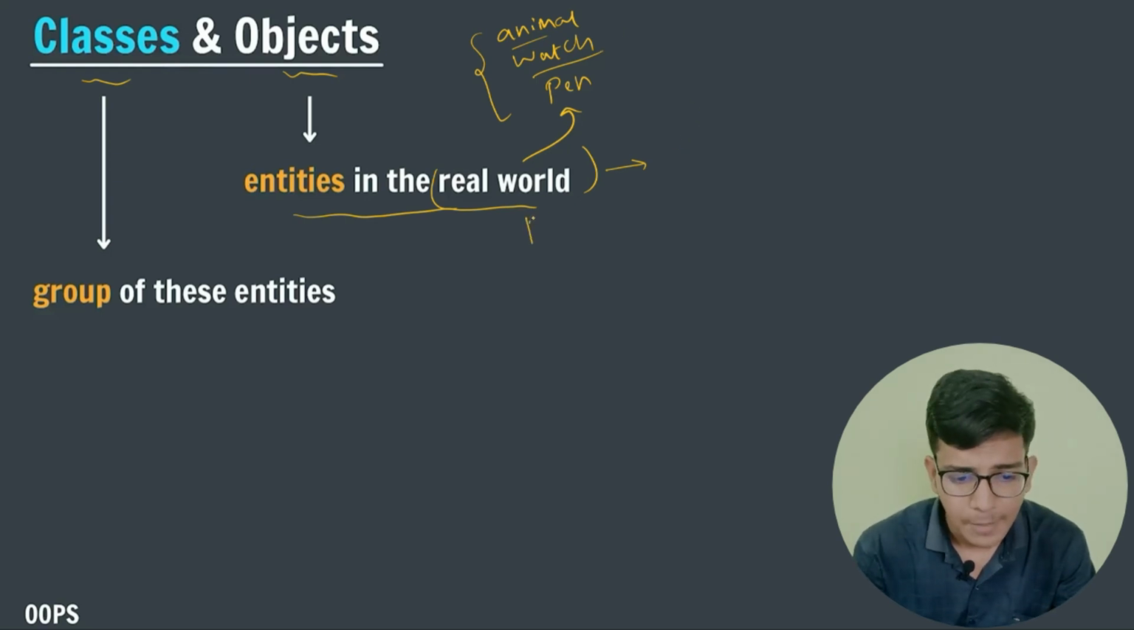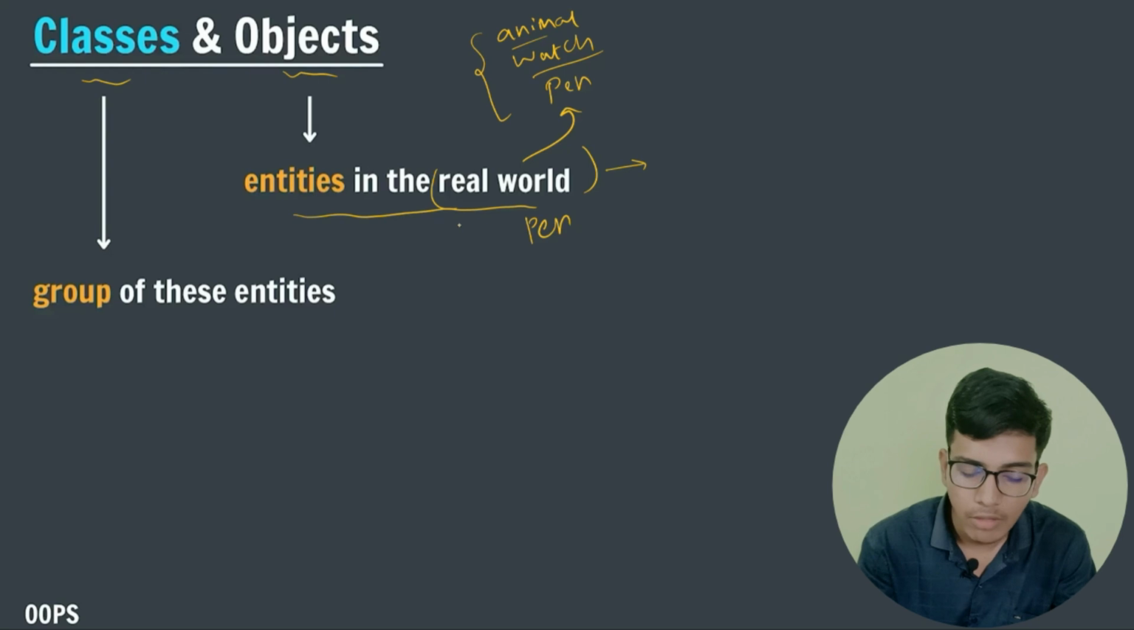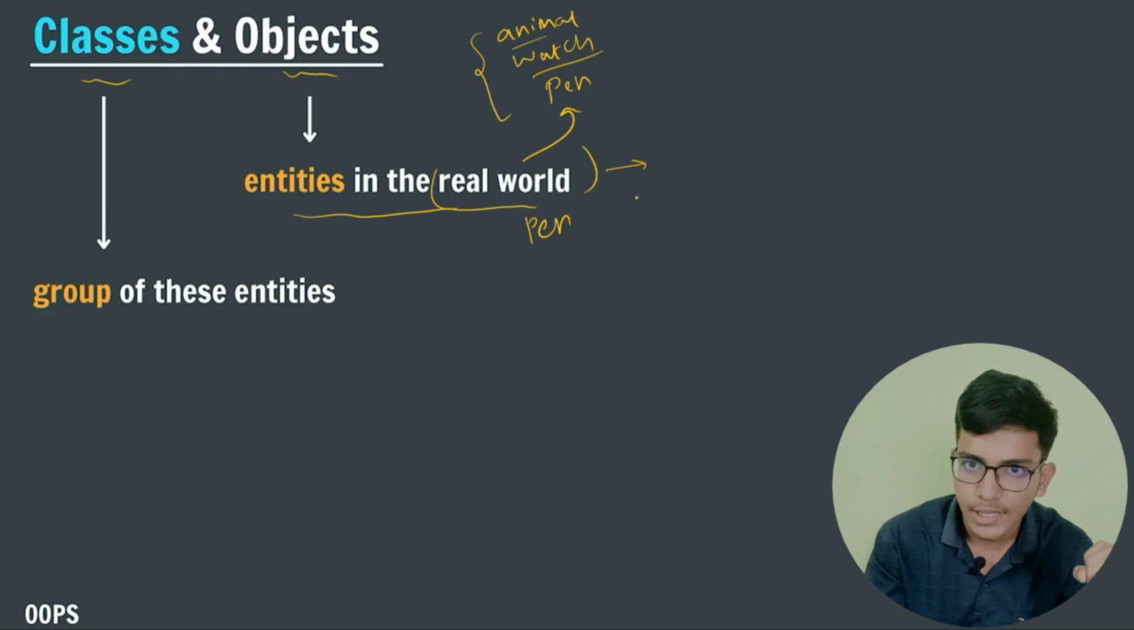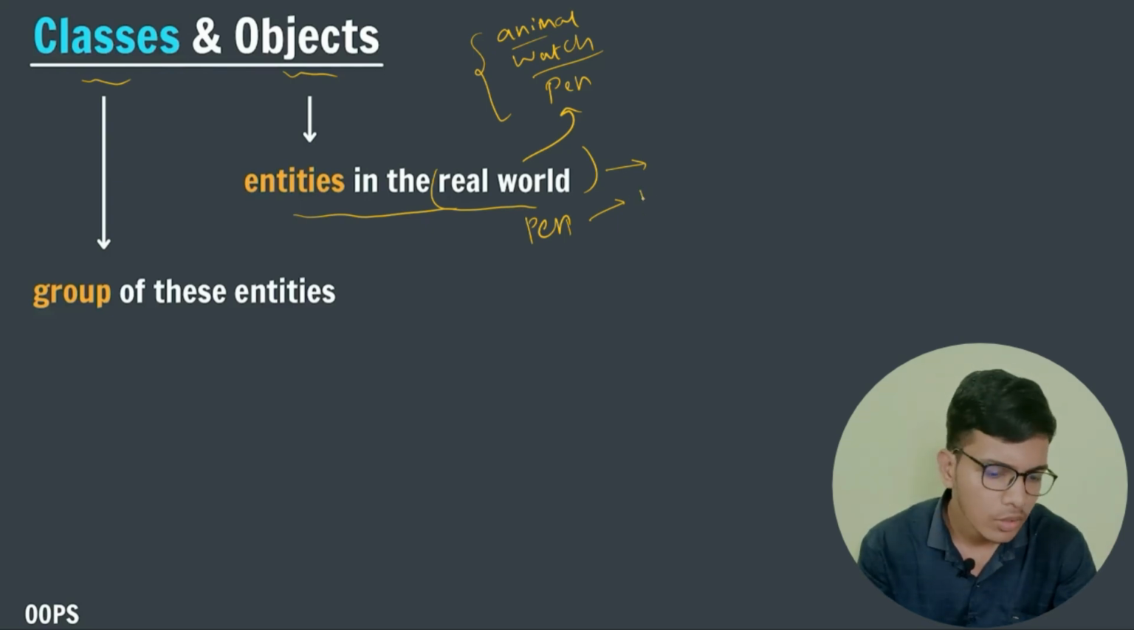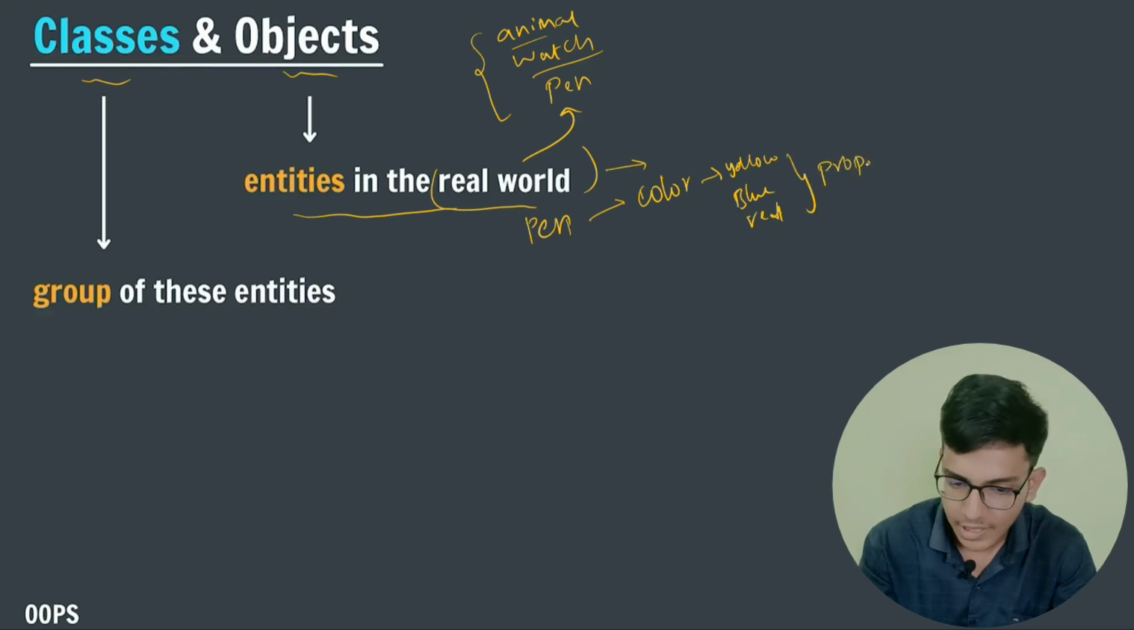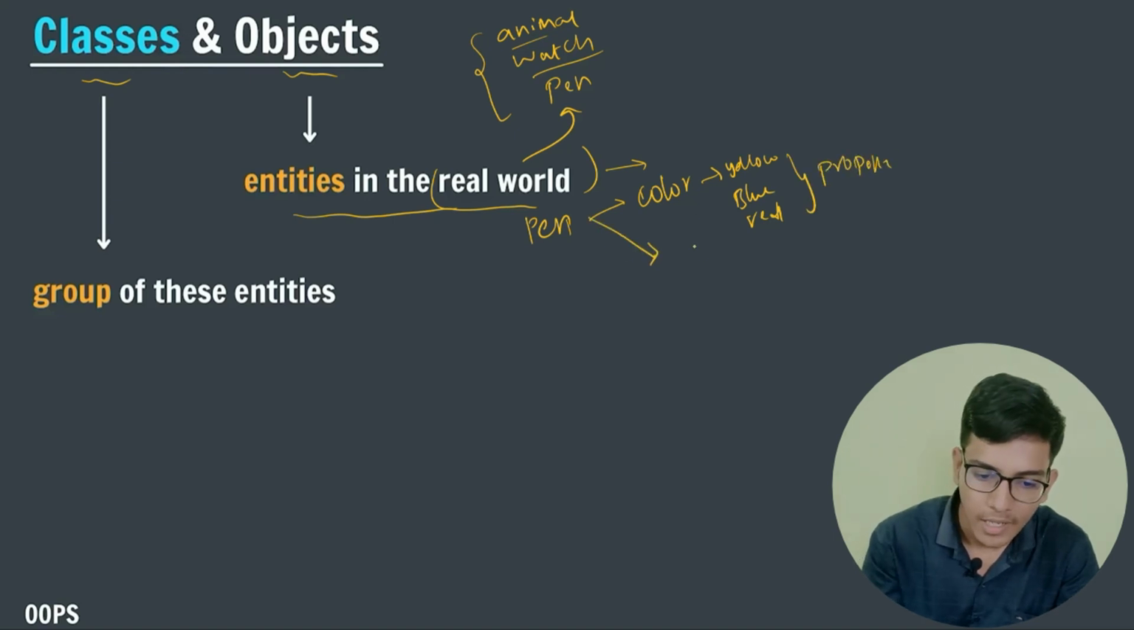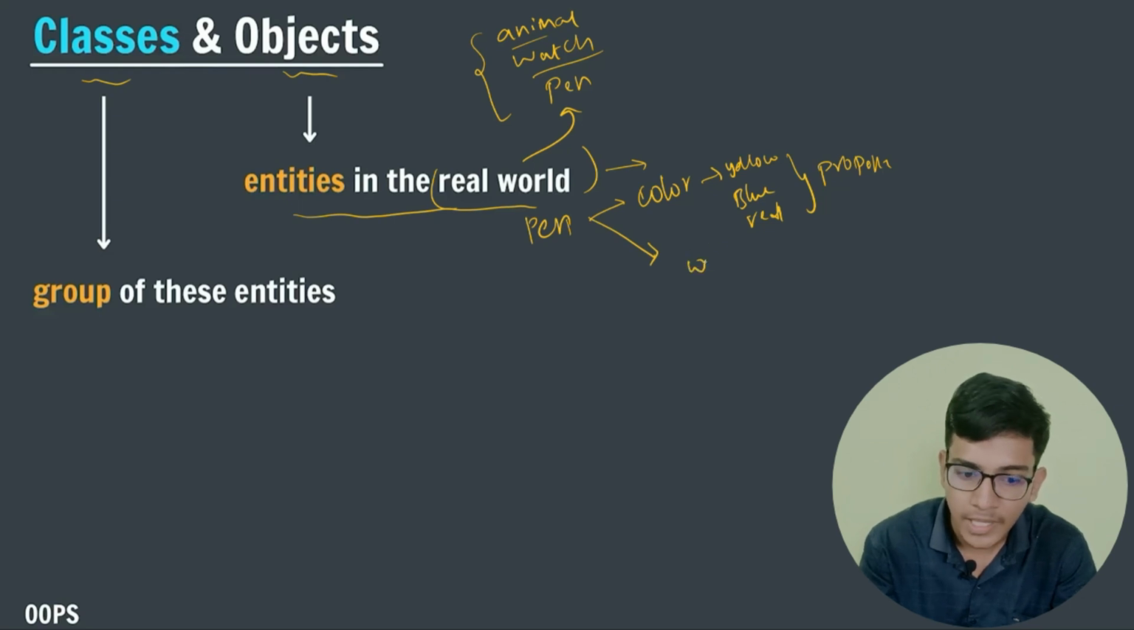Let us consider an example that a pen is a real world object, a real world entity. Remember guys, every object has two things. Our pen has ink, that is nothing but color. We will have colors like yellow, blue, red. These things are its properties. And then functioning: what is the function of a pen? Writing. So writing is known as a function.